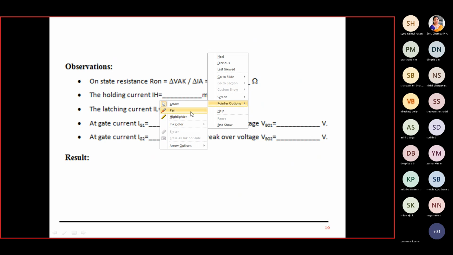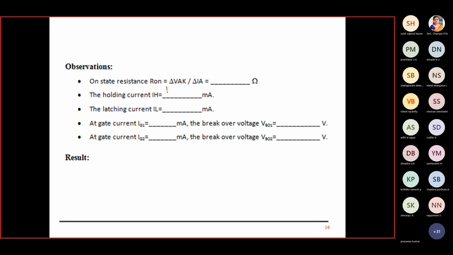So what we got here is that the holding current is 15 milliamps, latching current is 25 milliamps, at the gate current IG1 of 7 milliamps the breakover is 29.5 volts, and at the gate current of 8 milliamps the breakdown voltage is maybe around 19.5 volts. These things we record from the graph.